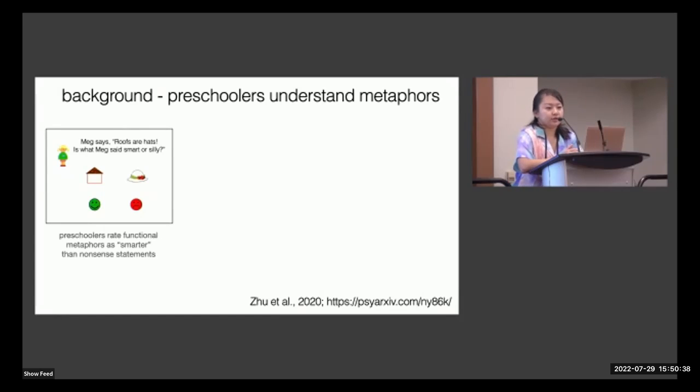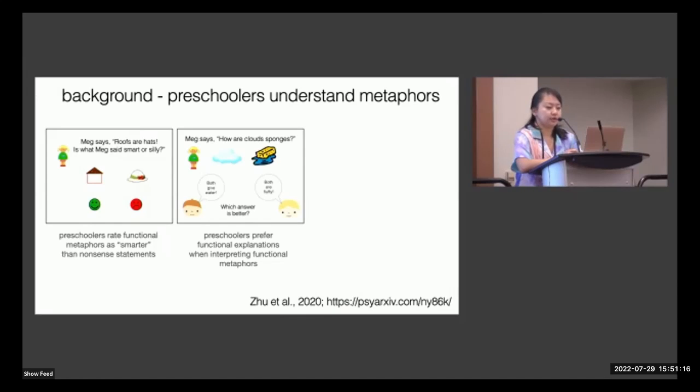Some previous work I've done shows that, contrary to a lot of the work done in the 80s and 90s, preschoolers might have a richer understanding of metaphors than we initially thought. In this task, we showed that preschoolers rate functional metaphors, which are metaphors where the two concepts share functional similarities, as smarter than nonsense statements. If you give preschoolers a statement like roofs are hats, they'll rate those as smarter than statements like dogs are scissors, where the concepts share no similarity.